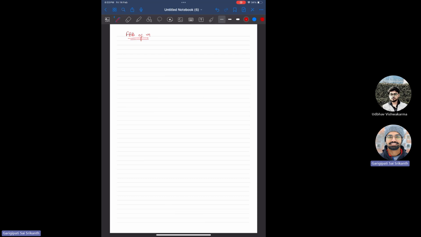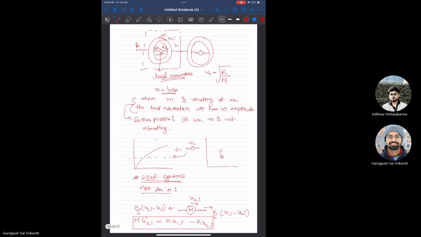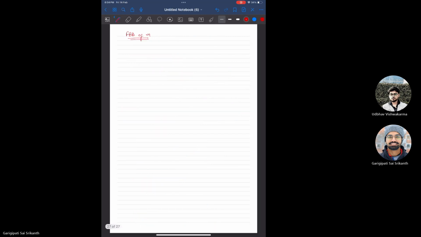This one will be similar to the monomer case. However, the local resonator is also acting on the base mass. So this will be Q1 of I plus 1. Similarly, there will be something here that will be mass into.